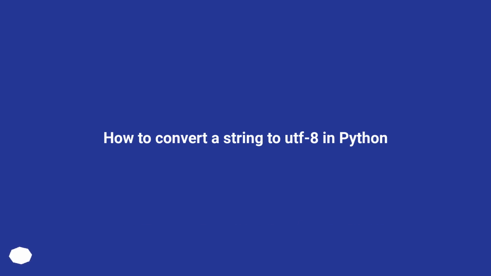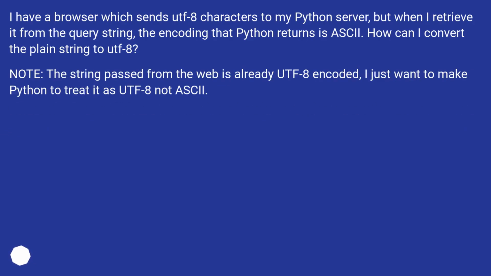How to convert a string to UTF-8 in Python. I have a browser which sends UTF-8 characters to my Python server, but when I retrieve it from the query string, the encoding that Python returns is ASCII. How can I convert the plain string to UTF-8? Note, the string passed from the web is already UTF-8 encoded. I just want to make Python treat it as UTF-8, not ASCII.